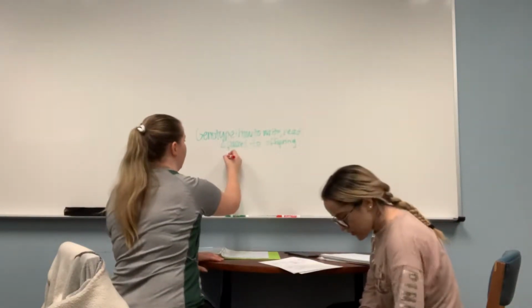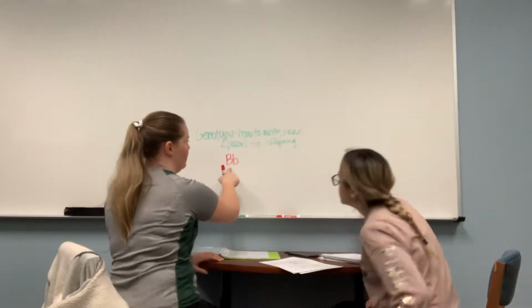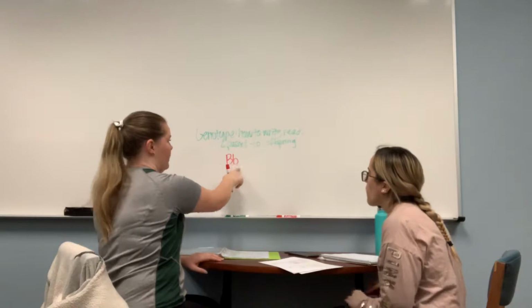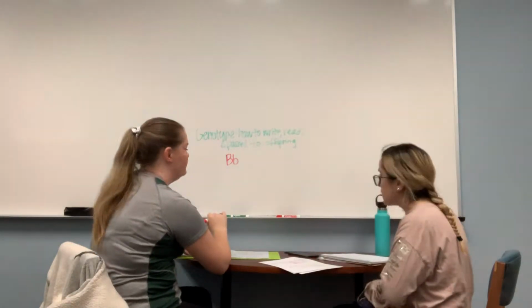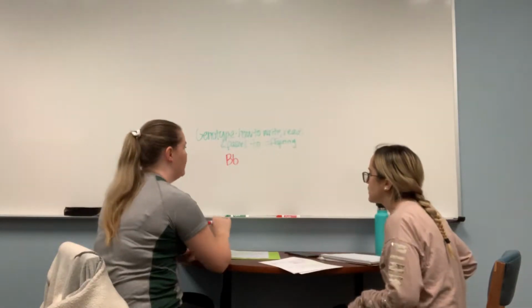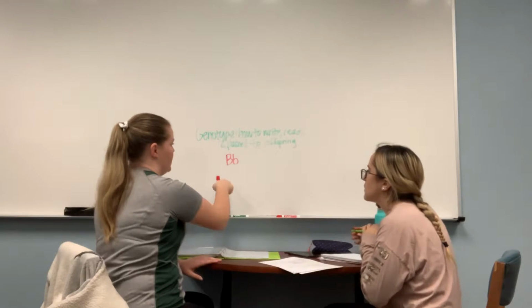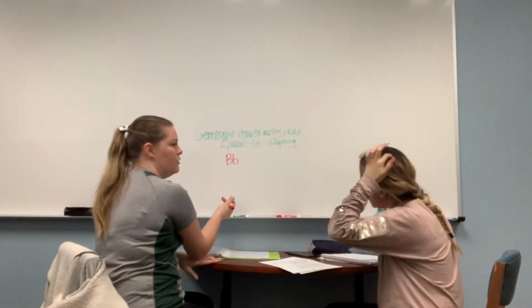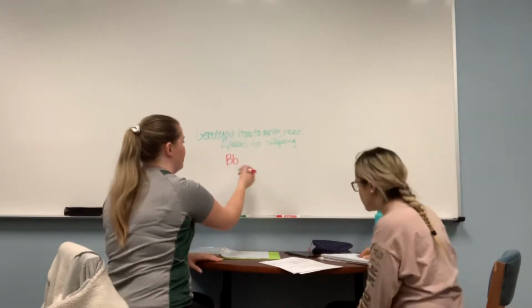So if we were working with brown hair, we do a big B and a little b. Which one's dominant, which one's recessive? The dominant would be the capital, and then the recessive would be the smaller. So if a capital B meant you had brown hair, does this person have brown hair? Yeah. Okay, so then this would be our genotype.